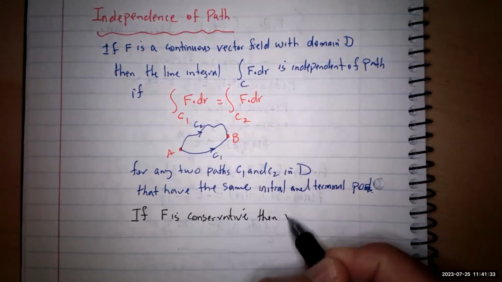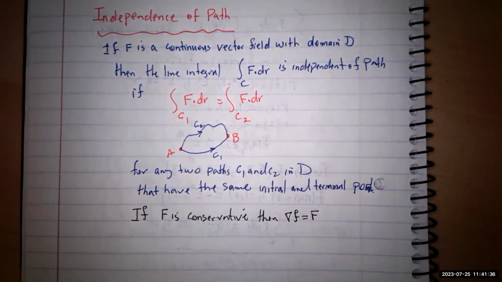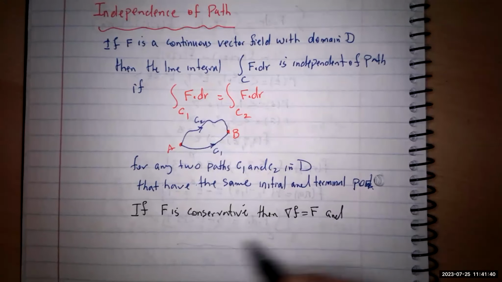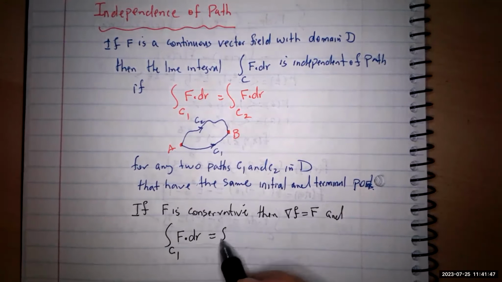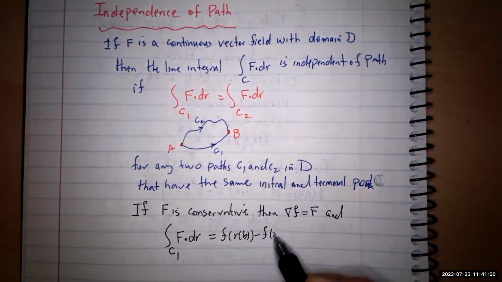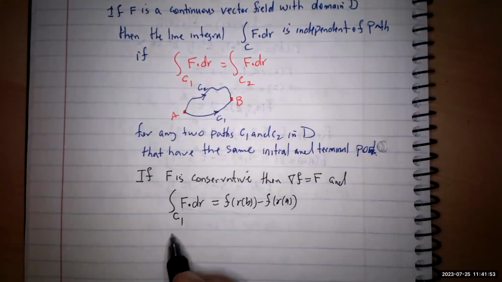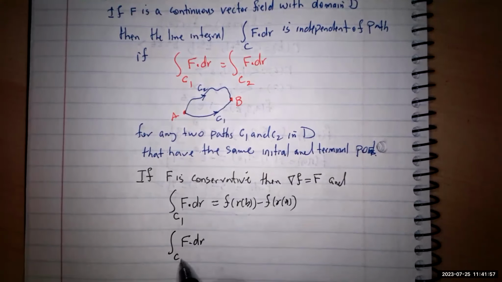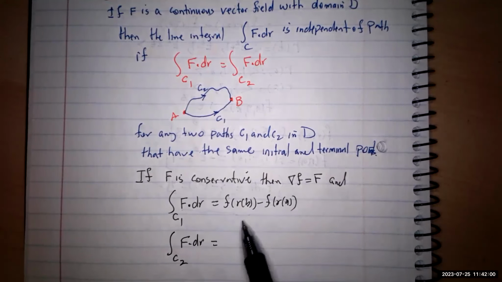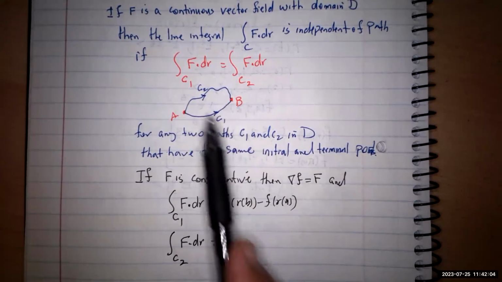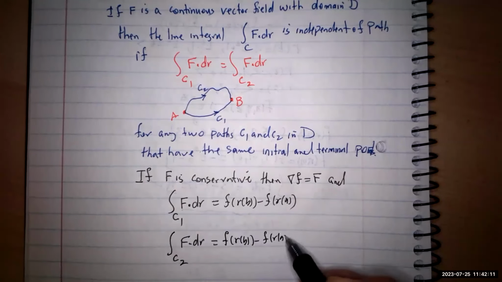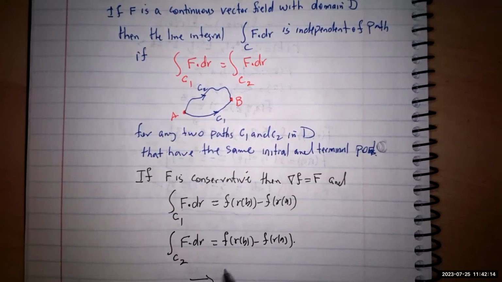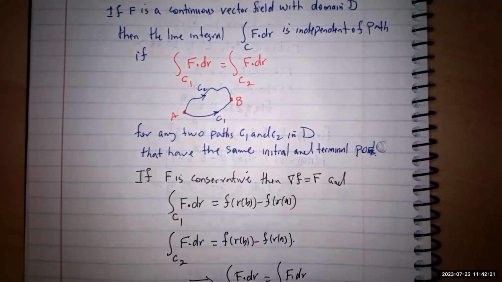then the gradient of the potential function is going to be equal to F, and what is the integral? You see, F dot dr over C1 is going to be simply f of r of b minus f of r of a. It doesn't matter, F dot dr over C2, because the potential function is a potential function and the endpoints are the same, this is the condition that we have. So this is going to be f of r of b again minus f of r of a. So basically this means the integral of F dot dr over C1 is the same as F dot dr over C2.